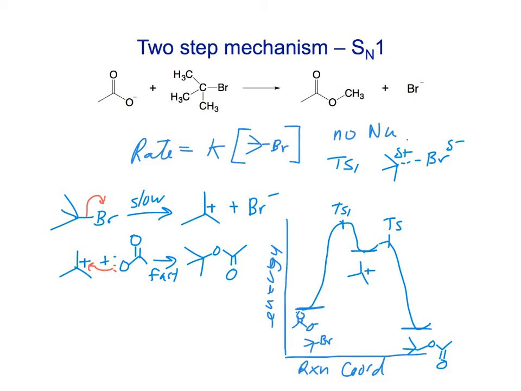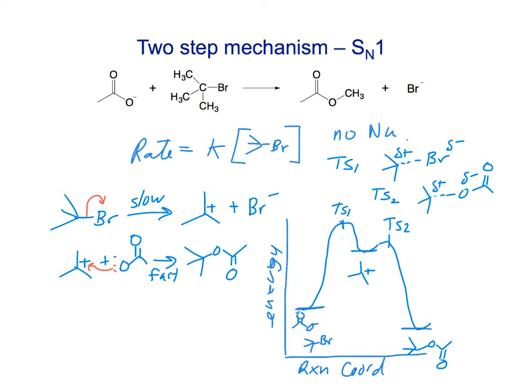Transition state 2 is kind of just the opposite. In this case, we're going to have this carbocation that is reacting with the oxygen. We're going to have only a delta plus on the carbon and a delta minus on the oxygen.